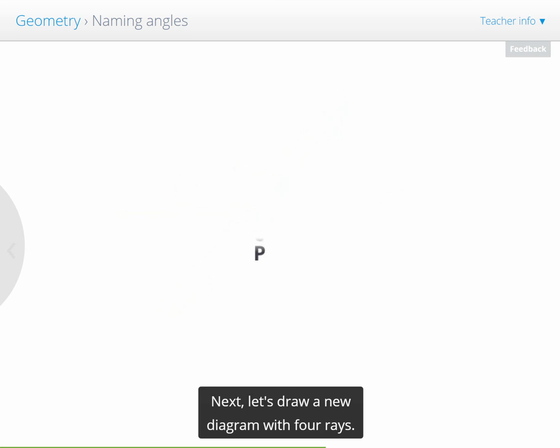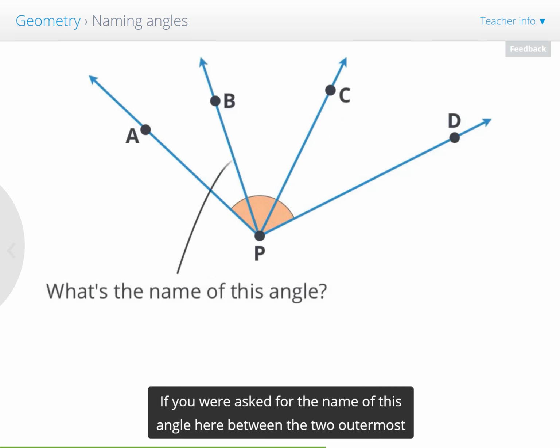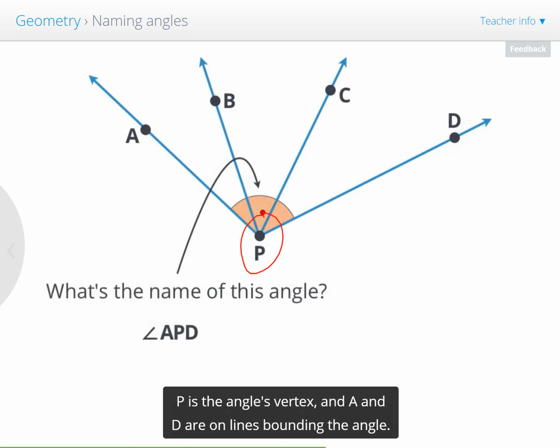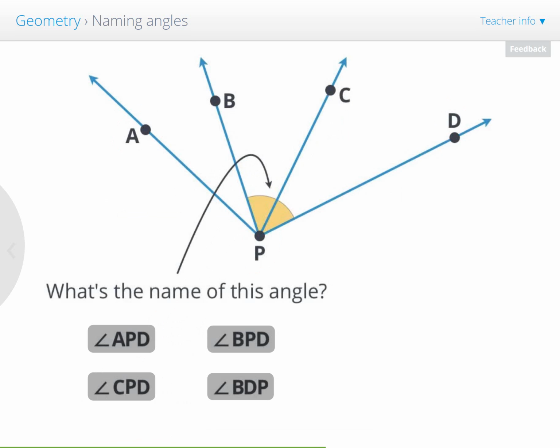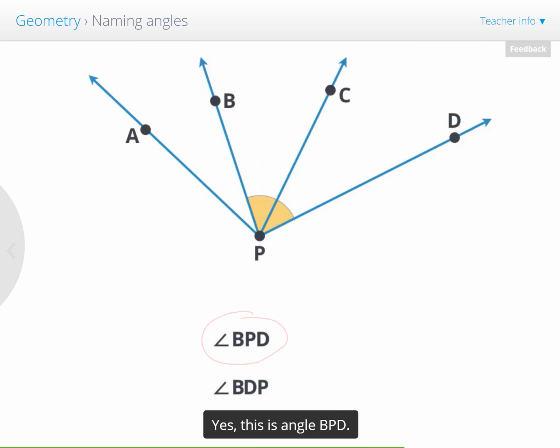Next, let's draw a new diagram with 4 rays. If you were asked for the name of this angle here between the 2 outermost rays, then it would be APD. P is the angle's vertex, and A and D are on the lines bounding the angle. So what would you say is the name of this yellow angle here? Excellent. Yes, this is angle BPD.